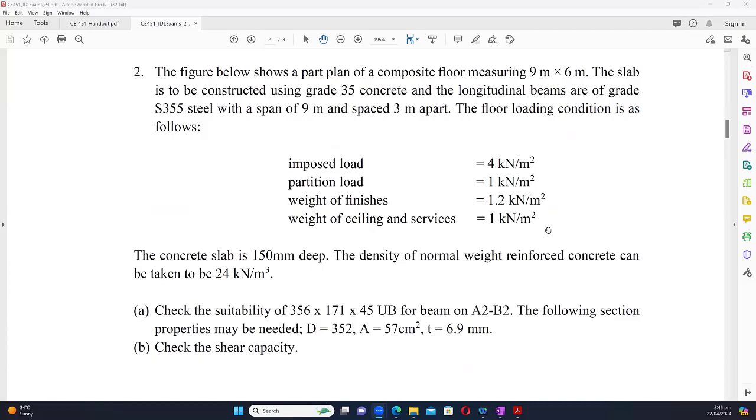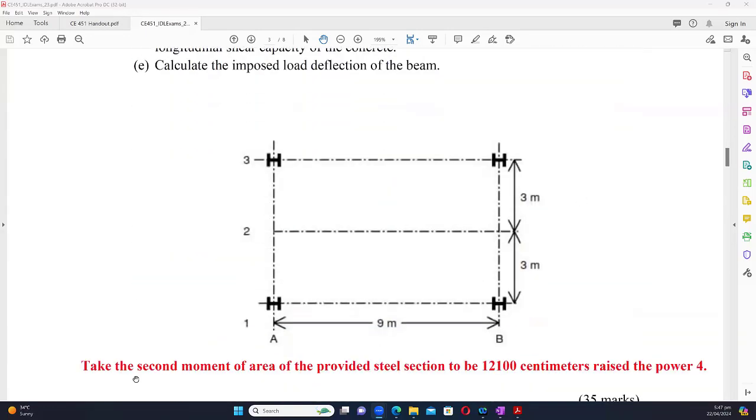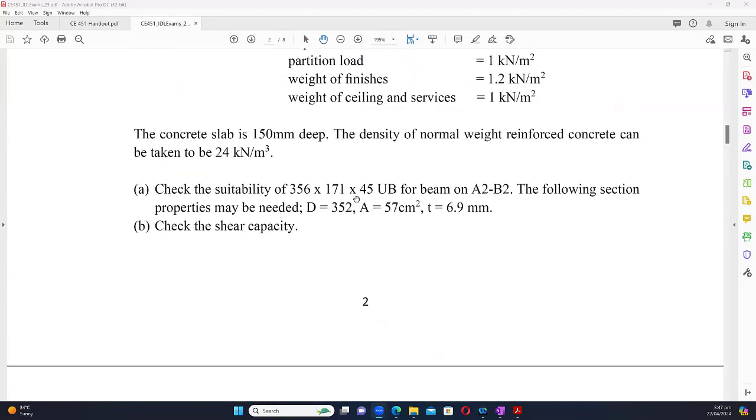Our first task is to check the suitability of a 356 by 174 by 45 universal beam for beam A2-B2. Let's see where it is. This is A, so A2 is somewhere here, and B2 is somewhere there. So we want you to design this internal beam. Let's see how, if we place this beam of 356 by 174 by 45, it will be adequate.